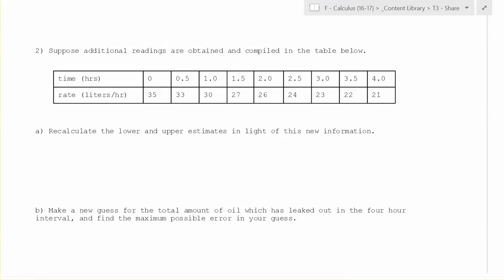What line should I write out? What am I going to enter into my calculator to do the lower estimate on this one? Can someone tell me what I should do for this one right here? Look at the table. What do I type in? Yeah, Noah.